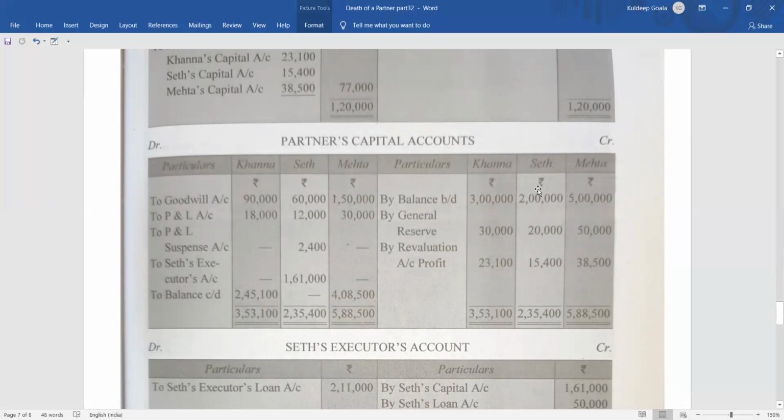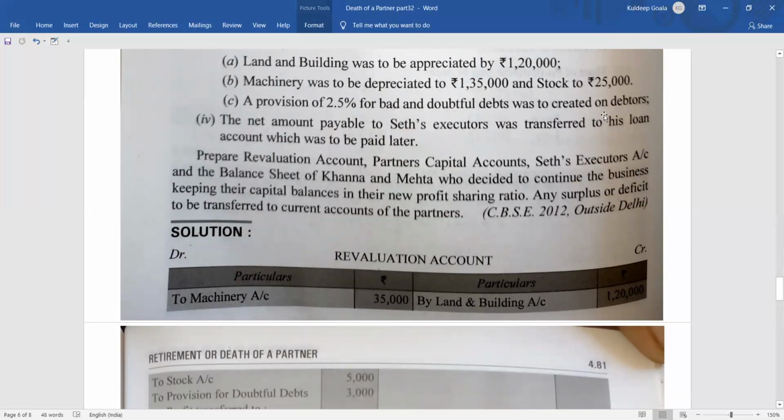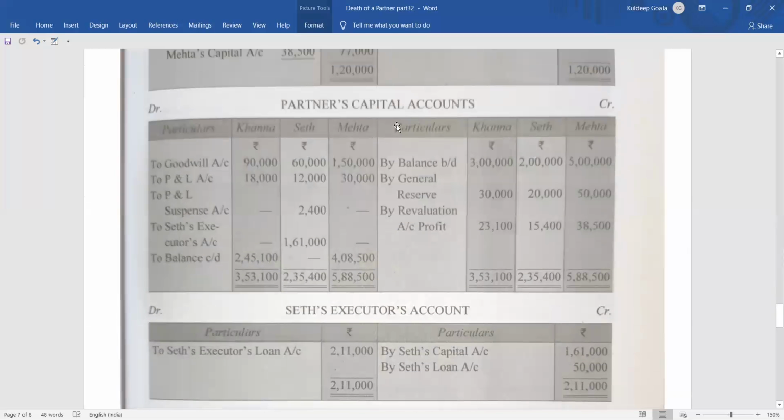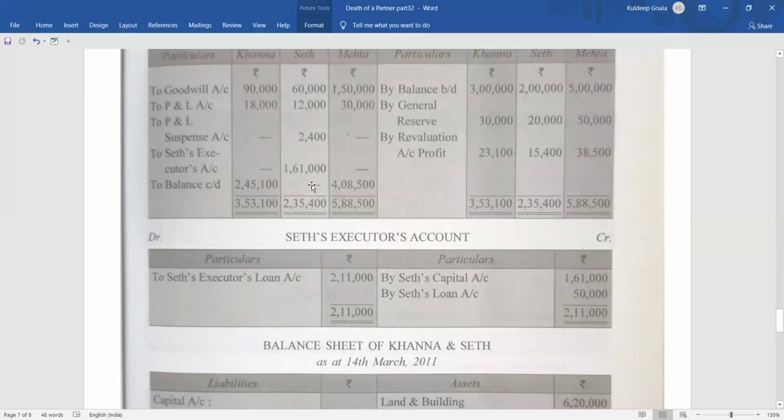First of all, we'll do only for Seth. So Seth we are going to balance on the credit side. We can see it is 2,35,400. This will bring to this side. And you deduct it. After deducting, you can see that the balance is coming 1,61,000. Right? It is coming 1,61,000. And what is also happening here is that it will be transferred to his executor account, to his loan account. The net amount payable to Seth's executor was to be transferred to his loan account, which was to be paid later. So this amount will first be transferred to the executor account, then from there it will go to the loan account. So the journal entry is like this: Seth's capital account debit to Seth's executor account. So on the debit side of Seth's capital account you write to Seth's executor account 1,61,000. And in Seth's executor account on the credit side you write by Seth's capital account 1,61,000, right?